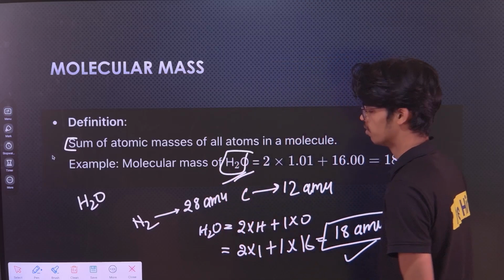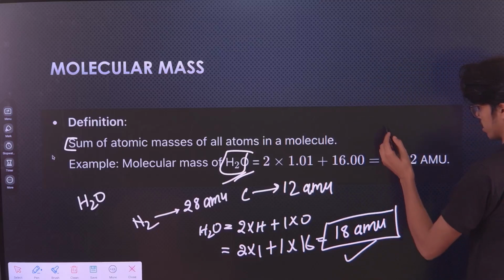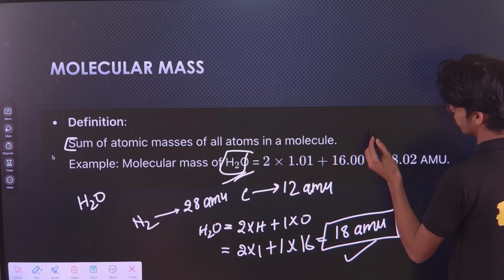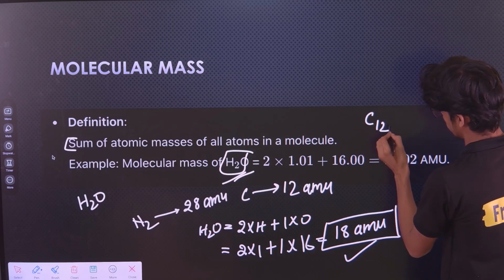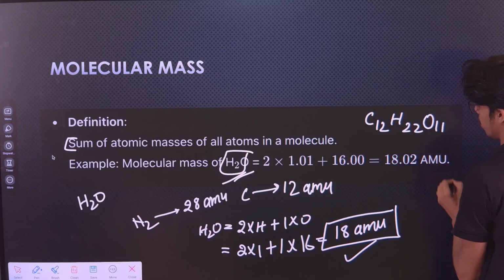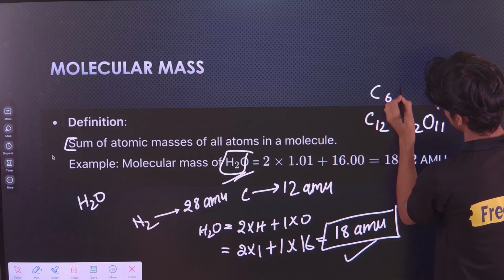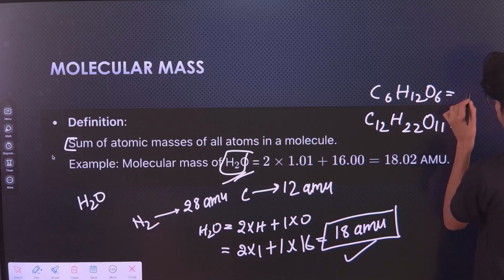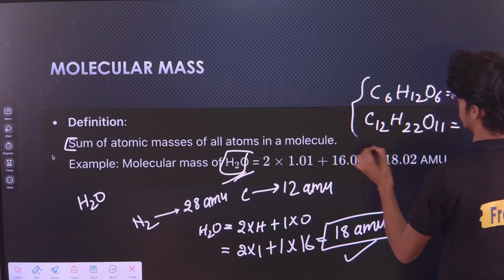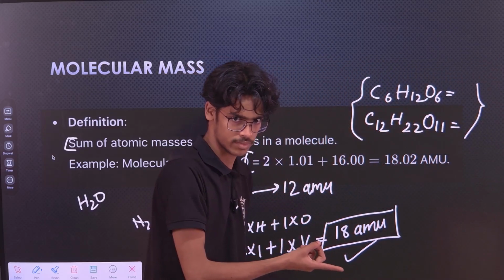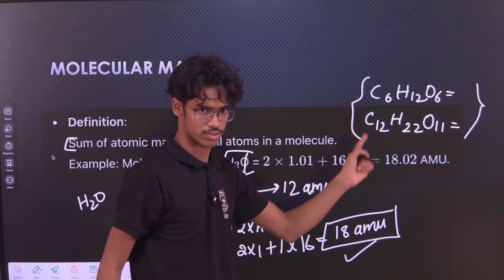One question for you: tell me the mass of one sugar molecule, C12 H22 O11, and also tell me C6 H12 O6. I hope the mass is around 180. So try to find the mass of these two by yourself, before we move ahead. Got it? I hope you would have found out the mass of these.